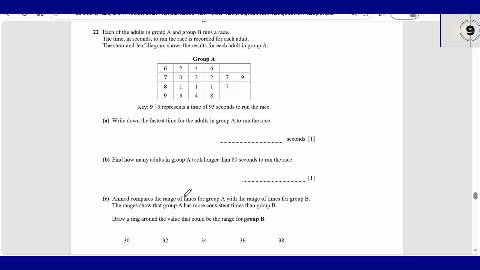Okay guys, 22C. Ahmed compares the range of time for group A with the range of time for group B. The ranges show that group A has more consistent times than group B. Draw a ring around the value that could be the range for group B. Alright, when the timer returns to 0 again, we will reveal the answer.